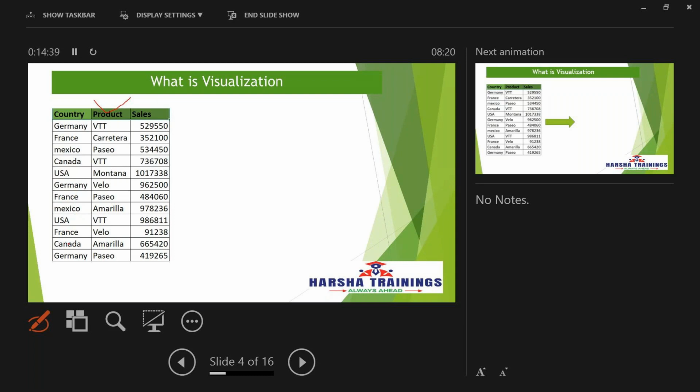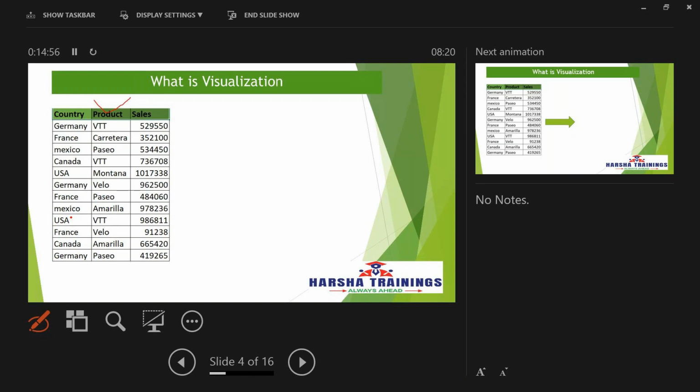See, now when I'm asking how many countries are there? 5 countries. But how many records are there? 12 records are there. Now what is going on here? The country column is giving you some duplicate values.